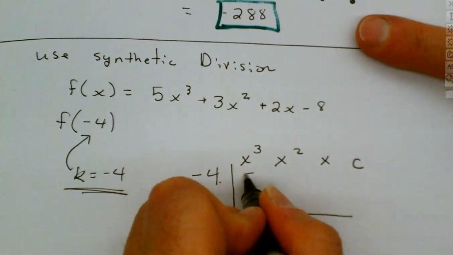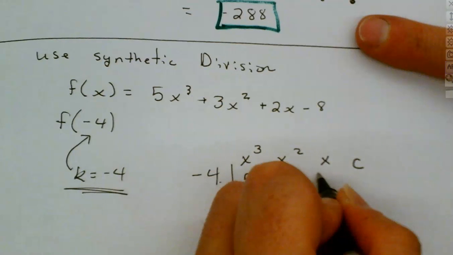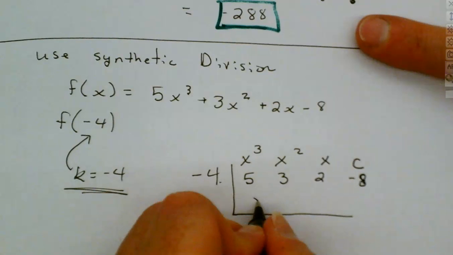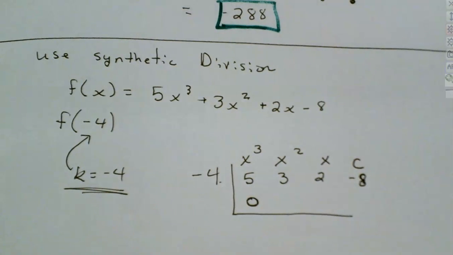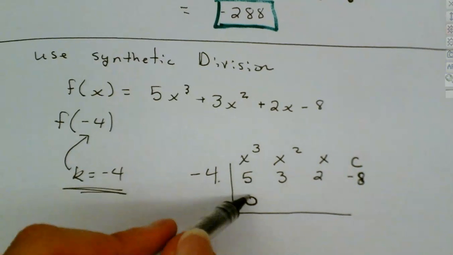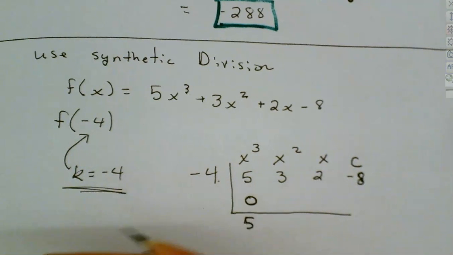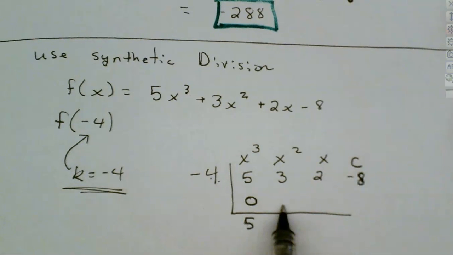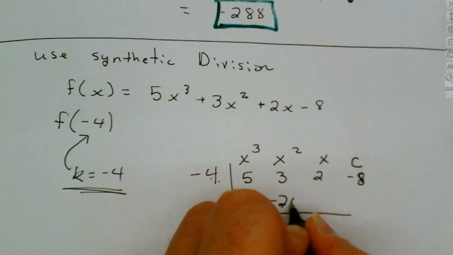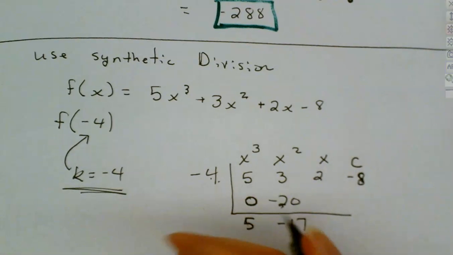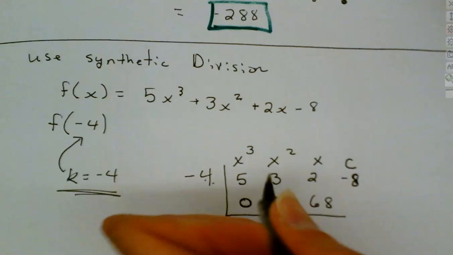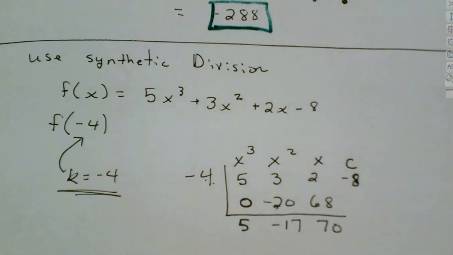And we fill it in. So we've got a 5, 3, 2, and a negative 8. And we always start with a 0. And then we add down. So 5 plus 0, that's a 5. Okay. Negative 4 times 5, what's going to go here? Negative 20. Add down. Negative 17. Okay. Negative and negative makes that a positive 68. Add down, that's a 70.